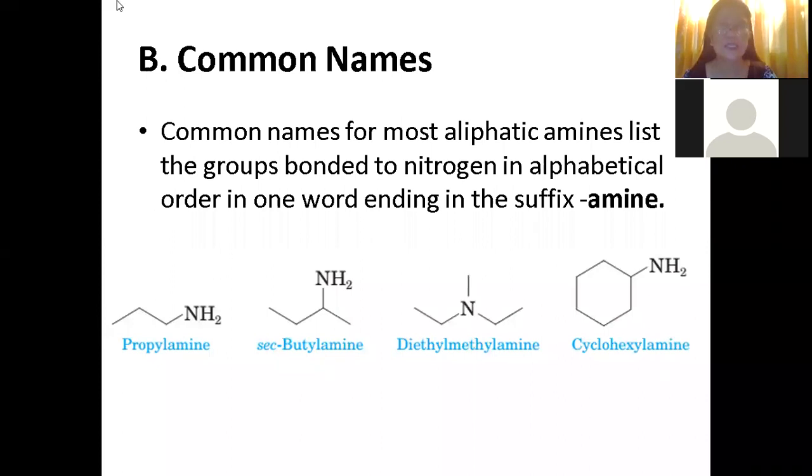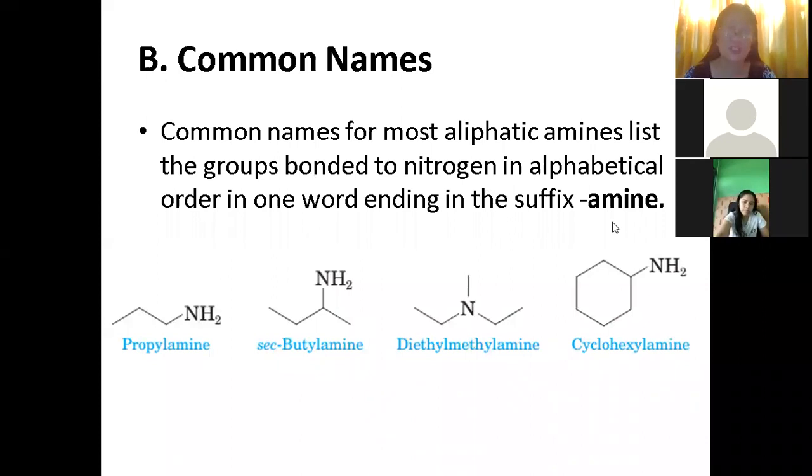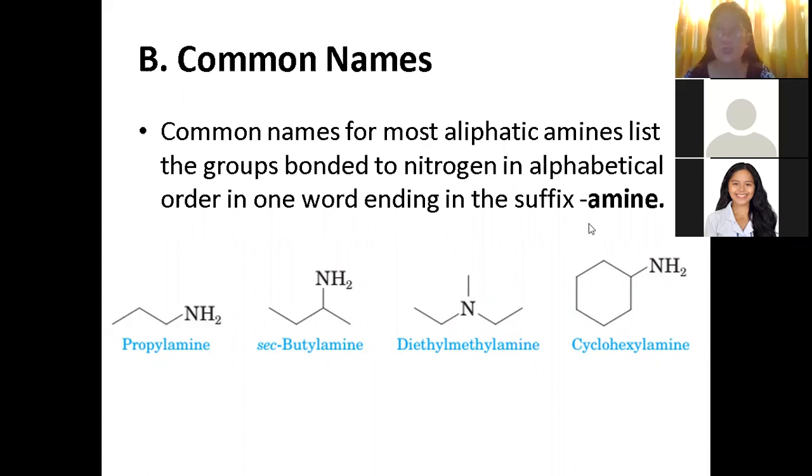Okay, let us continue. There are common names also in the naming of the amines. Common names of most aliphatic amines are given by the groups bonded to nitrogen in alphabetical order. Of course, it will always end with the suffix amine. So this is propyl. Propyl, how many carbons? That is 1, 2, 3. It's propane amine, or you can name this propanamine or propylamine.